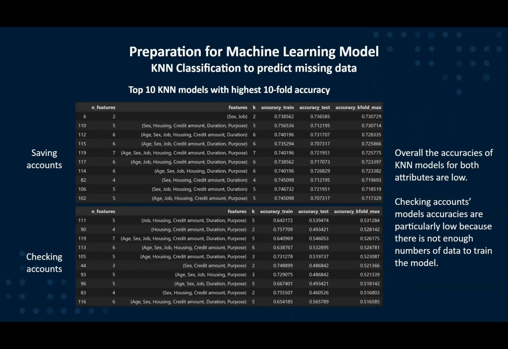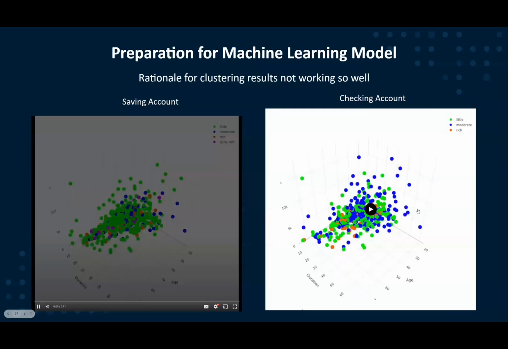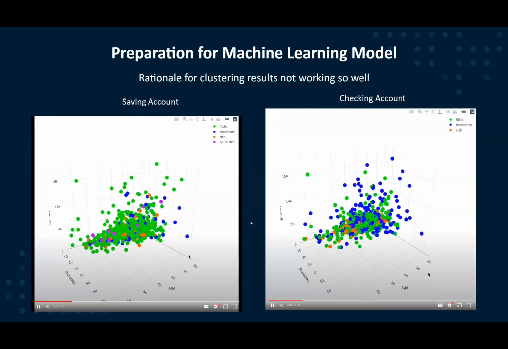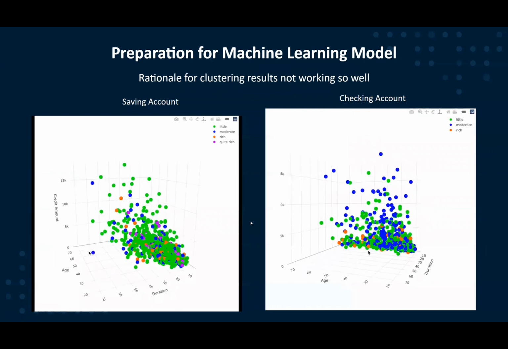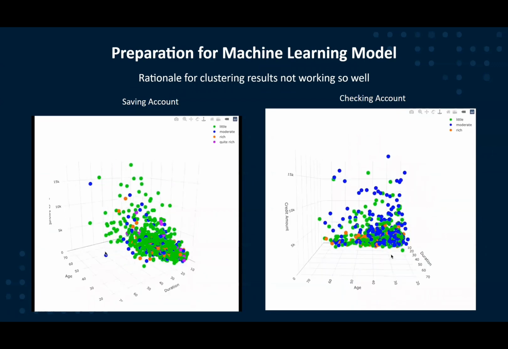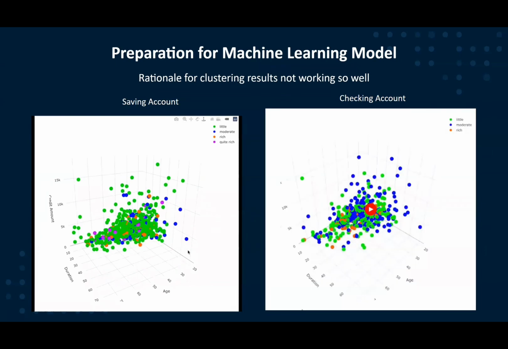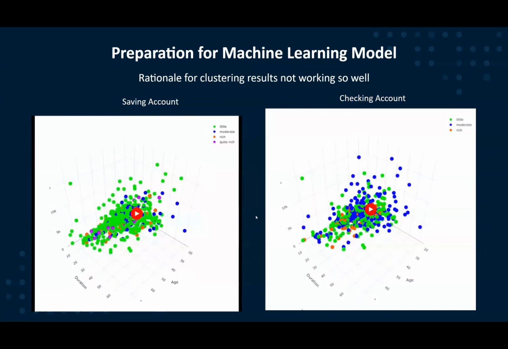But overall, the accuracies for both models are pretty low. And it can be due to we don't have enough data to train the model. Also, when we plot the numerical value data points in a 3D plot, we can see there is no obvious clustering trend in this 3D space. That further verifies that the KNN models don't work so well on predicting those missing values. So we decided to proceed with method 1 for missing data.